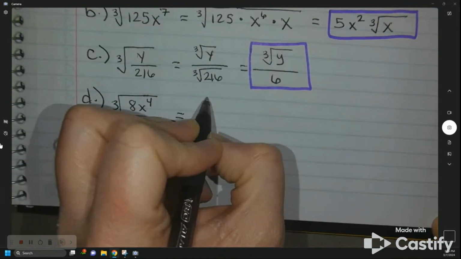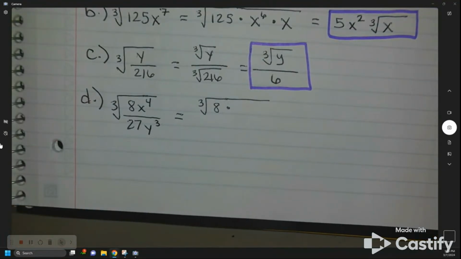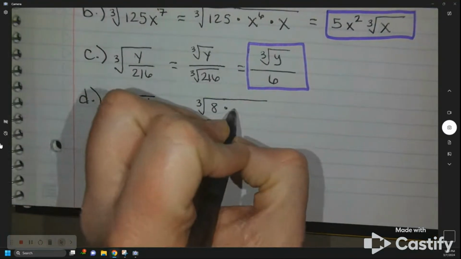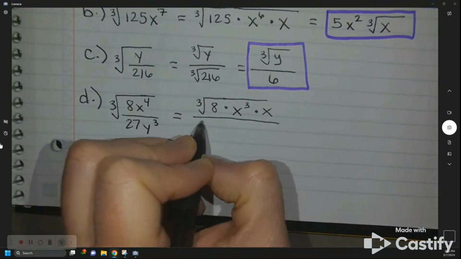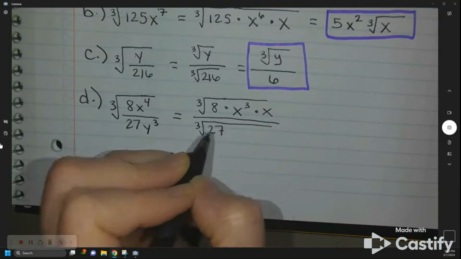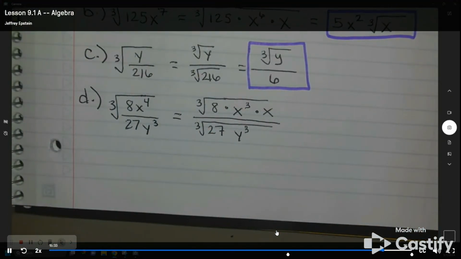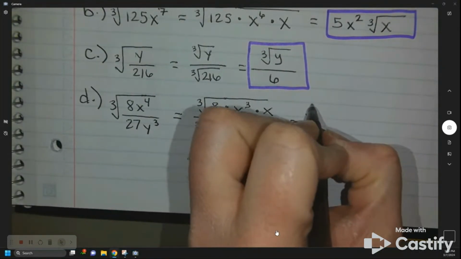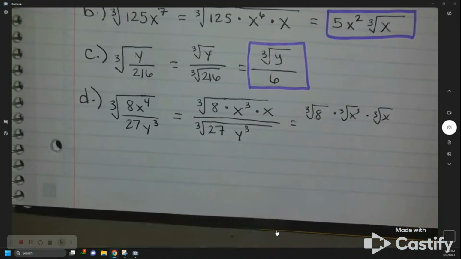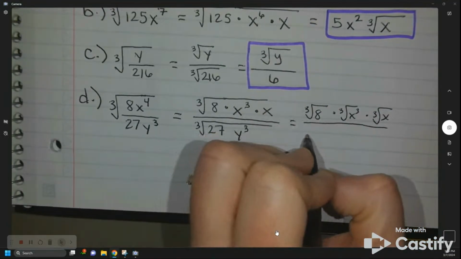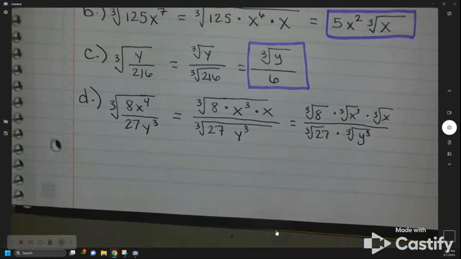So we've got the cubed root of 8 times, now if I did x to the 3rd power, that's a cube, and then I would still have 1 x left over. So x to the 3rd times x, that's the top. And the bottom, the cubed root of 27, and y to the 3rd is also a perfect cube for us here, so that's helpful. Don't have to expand that one at all. All right, so we have the cubed root of 8 times the cubed root of x cubed times the cubed root of x over the cubed root of 27 times the cubed root of y cubed.